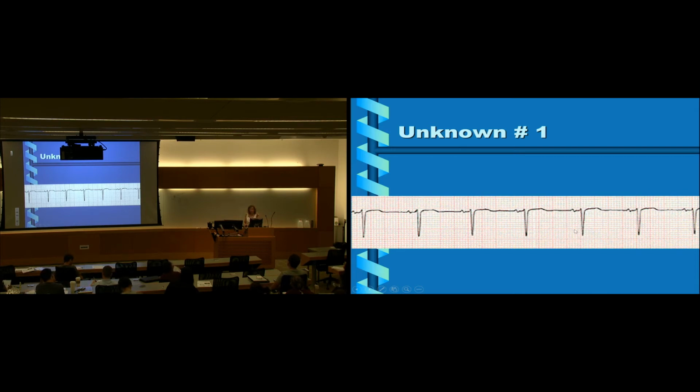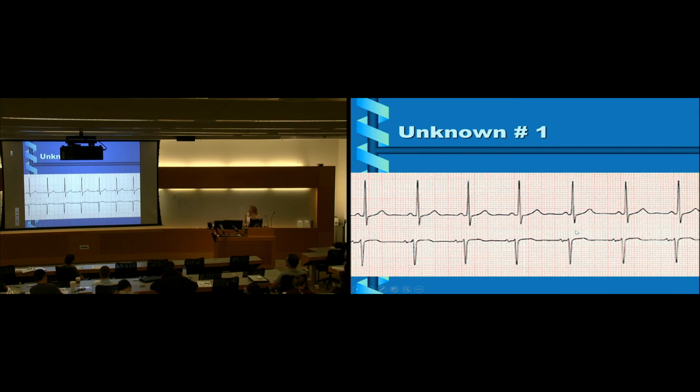And is the QRS wide or narrow? Narrow, so it's traveling down the His-Purkinje system. So we have P waves coming out of probably the sinus node, propagating normally in a regular fashion at a normal rate. So what do we call this, you think? Normal sinus rhythm. Excellent. Okay.